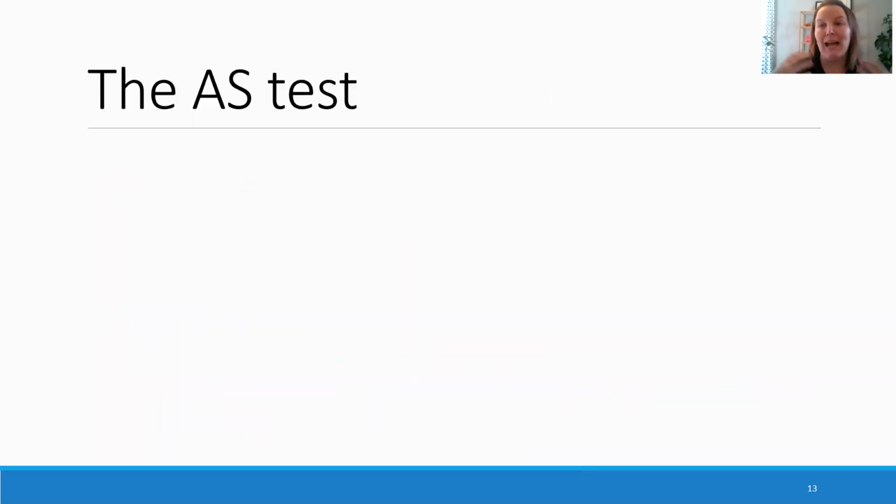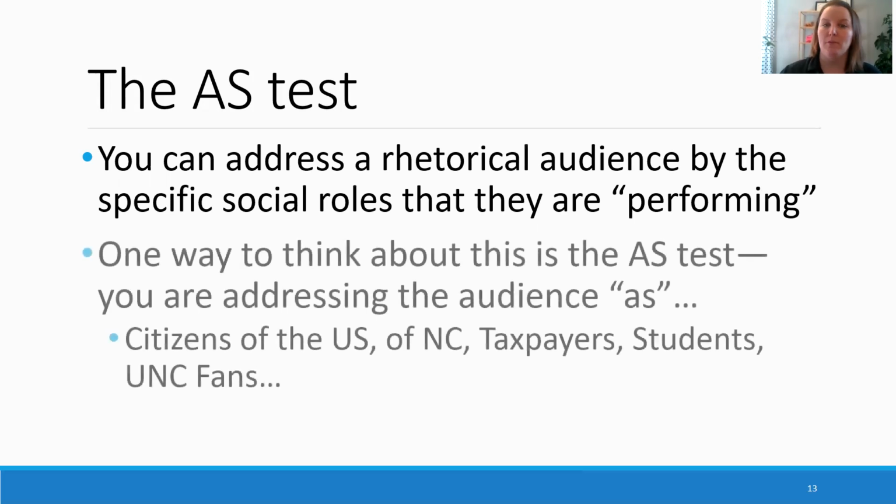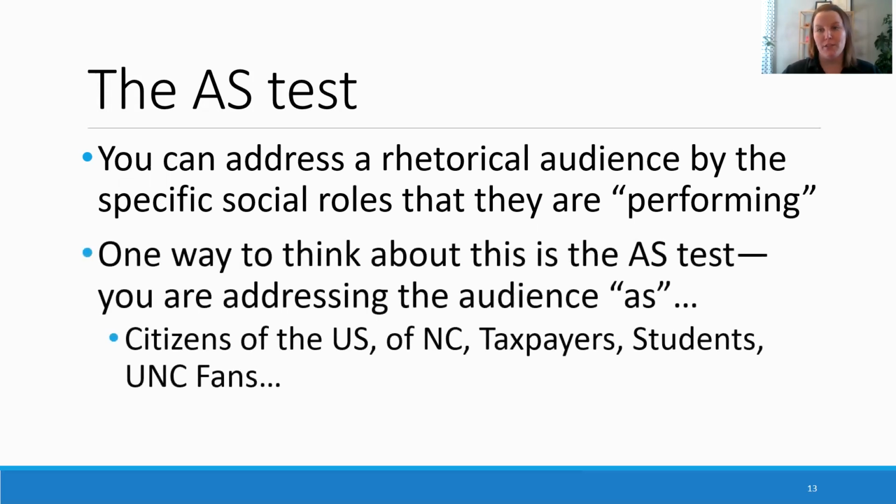And so you can access broader publics bigger than just the class in front of you that is your audience, by using the "as" test. So when we use the "as" test, we are addressing a rhetorical audience by the social roles that they are performing. So you can address your audience as citizens of a country, as residents of a state. You can address your audience as taxpayers, as students, as UNC fans.